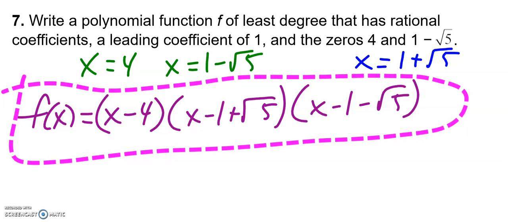Okay, so here we end up with 0 of x equals 4, x equals 1 minus root 5, therefore we know x equals 1 plus root 5 has to be a 0. We know that's what we learned. If you're confused on how do I know that, that's what we're talking about. That's how we know it. So the factors are then x minus 4, x minus 1 plus root 5, x minus 1 minus root 5.